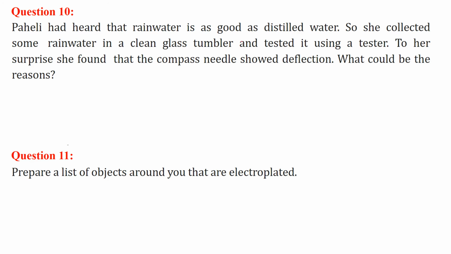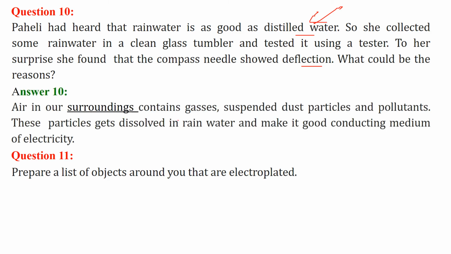Paheli had heard that rainwater is as good as distilled water. So she collected some rainwater in a clean glass tumbler and tested it using a tester. To her surprise, she found that the compass needle shows deflection. What could be the reason? The water is of course very pure in form, but in the air there are a lot of impurities. Air in our surroundings contains gases, suspended dust particles and pollutants. These particles get dissolved in rainwater and make it a good conducting medium for electricity.